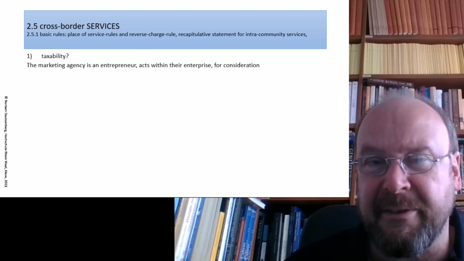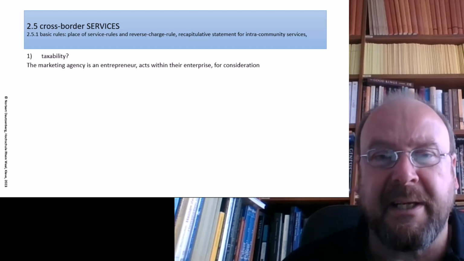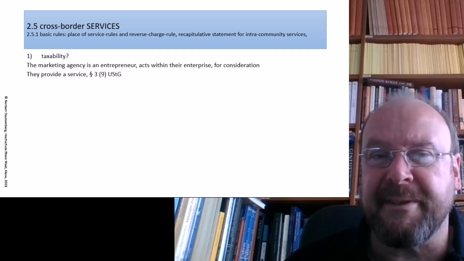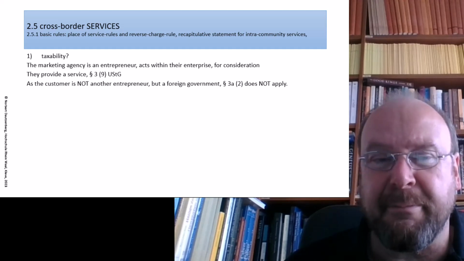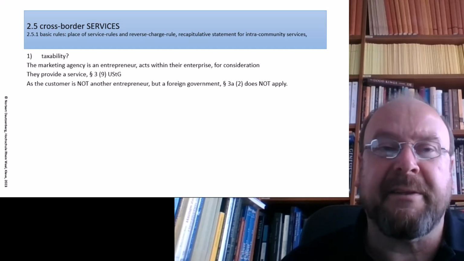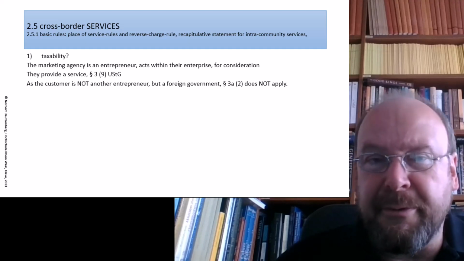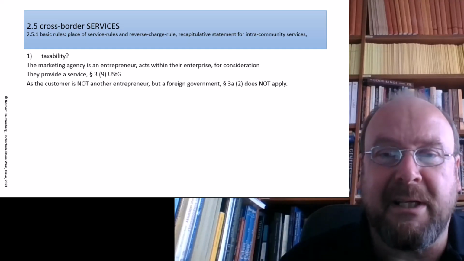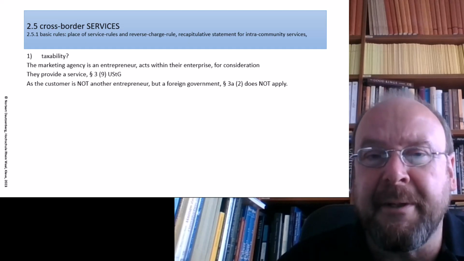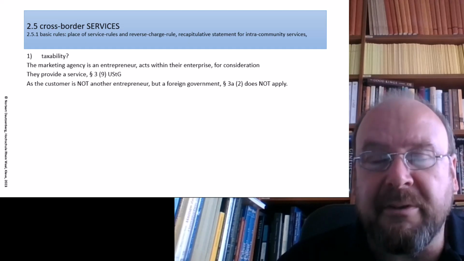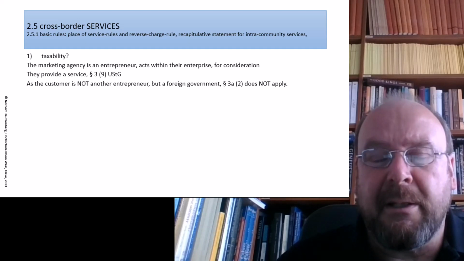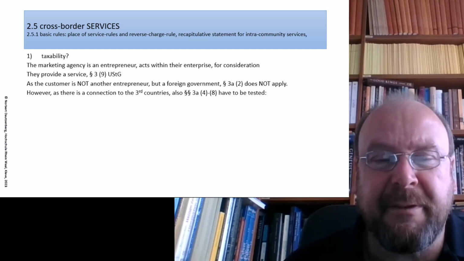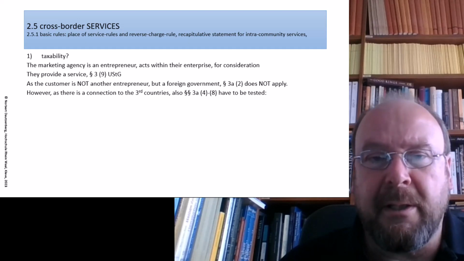A marketing agency, an entrepreneur, provides a service and gets money. The decisive thing is again the place of the service, and the customer is not an entrepreneur, so a kind of private customer. However, here is a foreign government that is a non-entrepreneur, so 3A2 can't apply.